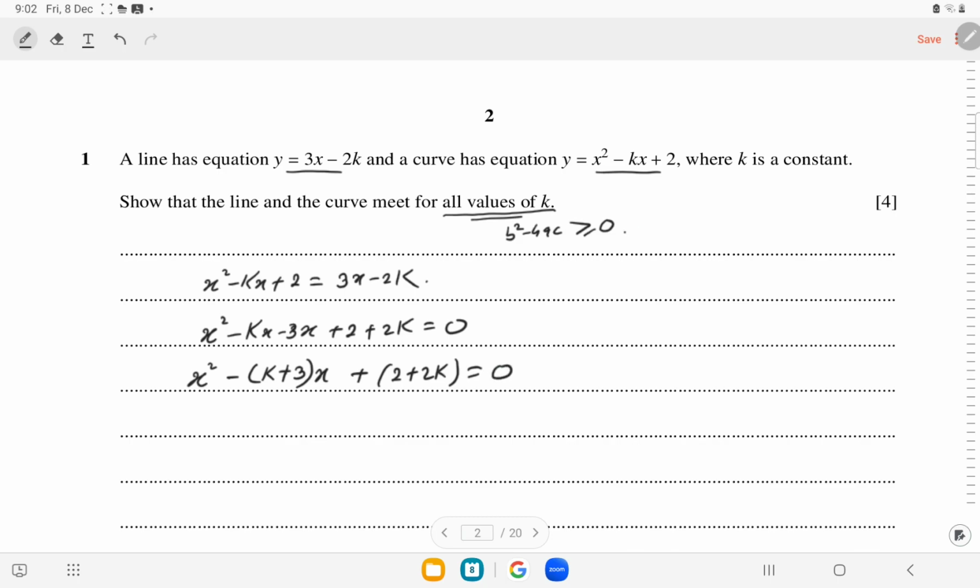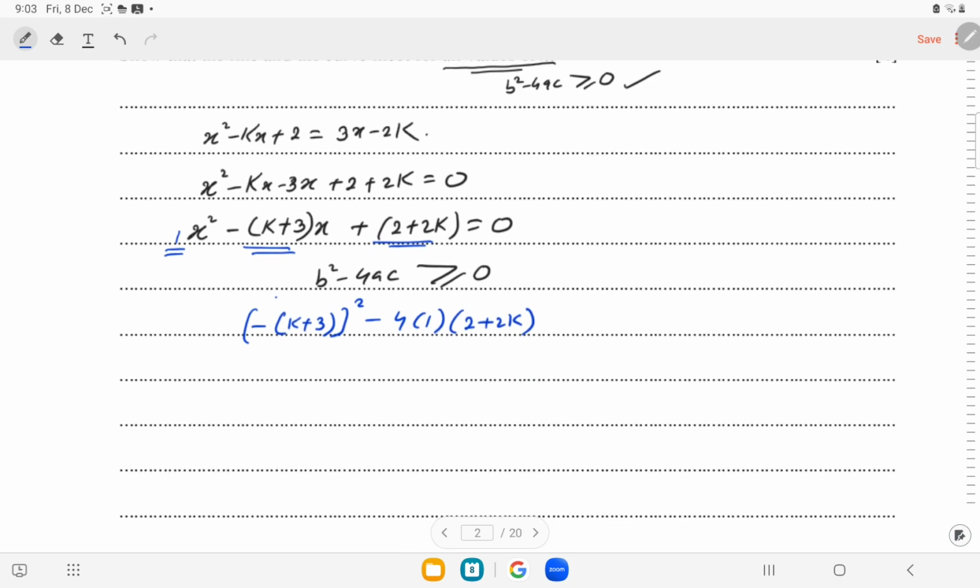Now by applying the condition asked in the question, that is b square minus 4ac should be greater than or equal to 0. So here we get the values. You can see this is b, this is a and c, as you are well aware about these values. Let's substitute in the rule. We will get this bigger than or equal to 0.